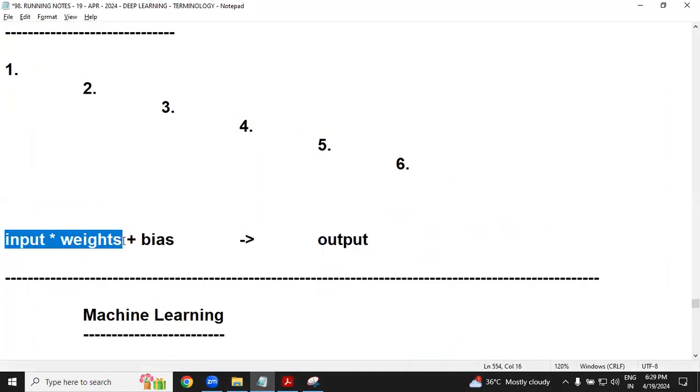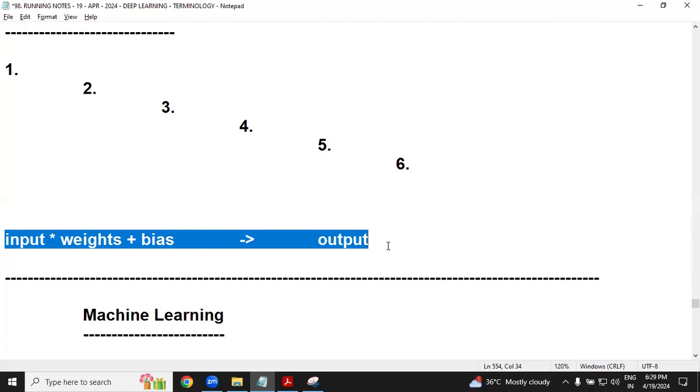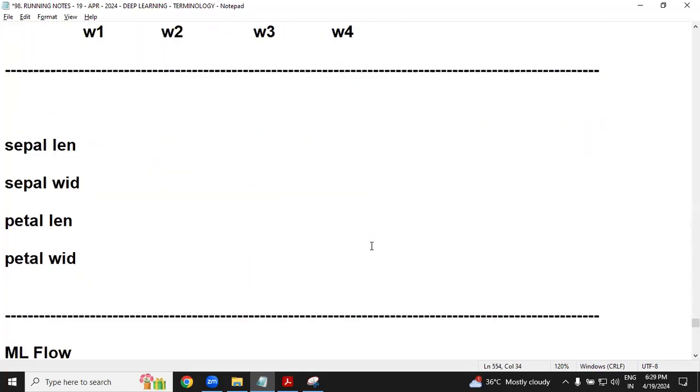Input into bias. Inputs are multiplying with weights and summation with what exactly? Bias. Finally, we are getting an output.